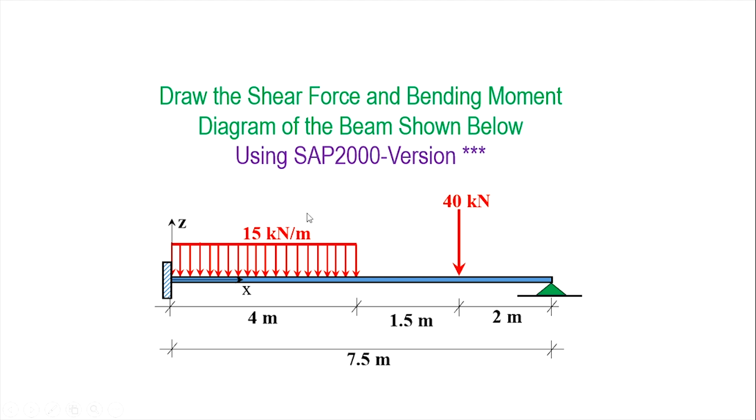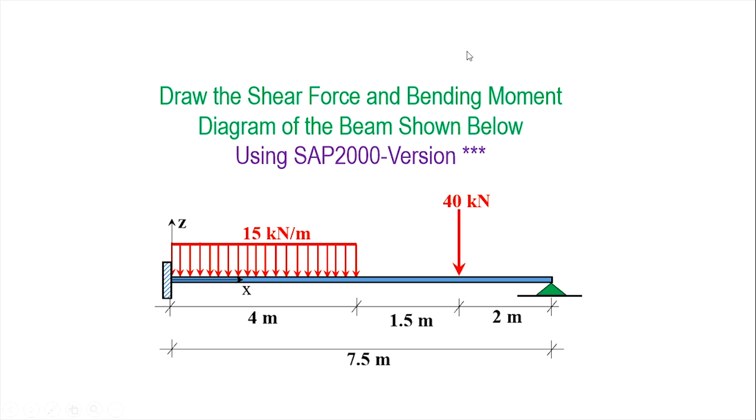So this is the beam that I am going to draw the shear force and bending moment diagram for. There's a uniformly distributed load from end 1 up to 4 meters in length, and there is one concentrated load acting at 5.5 meters from this end. So this end will be our reference, because here X and Z join, so this will be our 0,0 coordinate, and X will be positive in this direction. The total length of the beam will be 7.5, as you can see here.